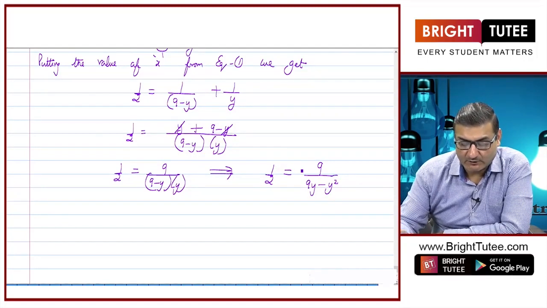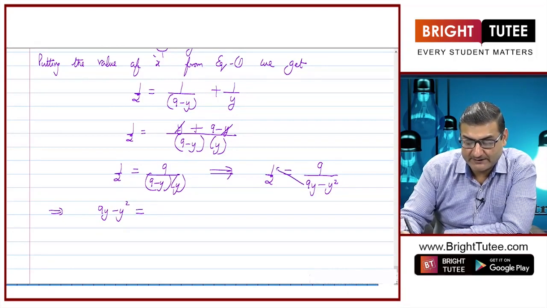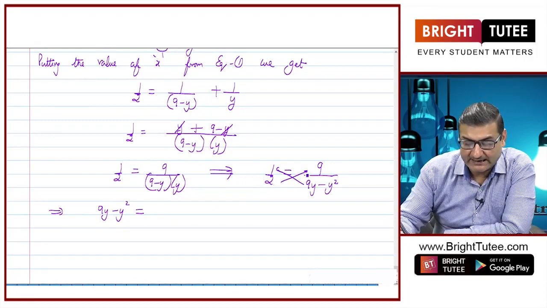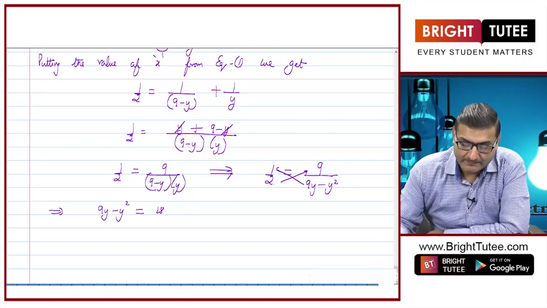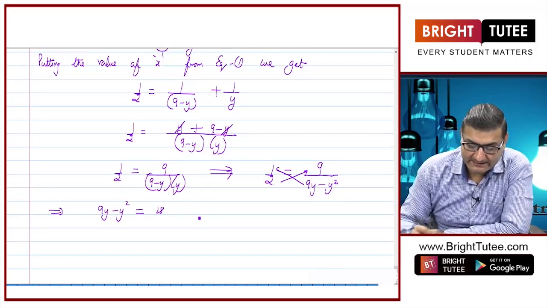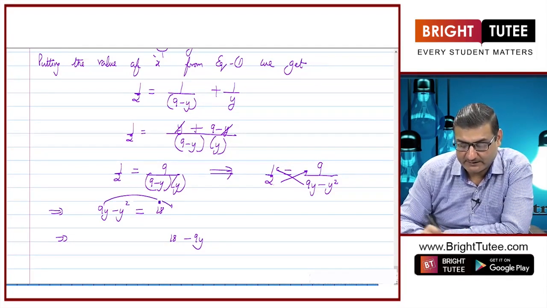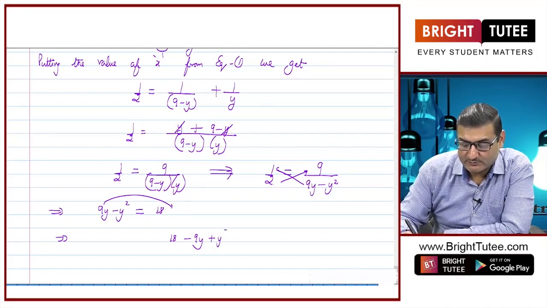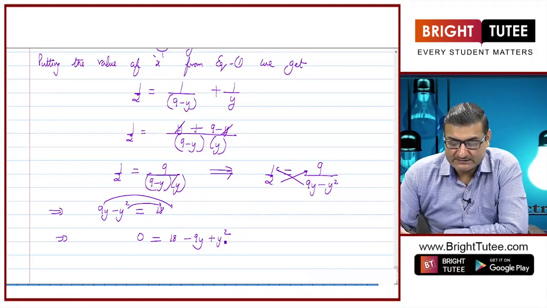Now simply cross multiplying, I will get my equation to be 9y minus y square is equal to, this I am bringing here, this I will be bringing here, 9 multiplied by 2 should be equal to 18. Got it? Now taking all the things on the right hand side, the equation will be 18 minus 9y, because 9y when it comes here becomes minus, plus y square, because y square when it comes here becomes plus, is equal to 0. Now this is my equation.